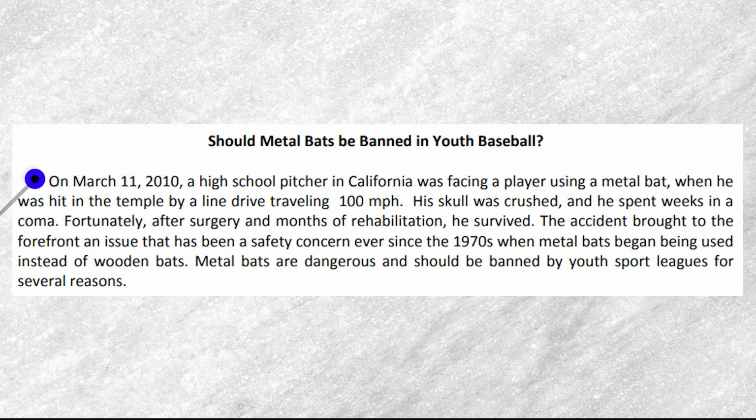So can you see the hook and how it immediately appears in there? It opens with this example that's just outright shocking of this person being injured, and how that directly relates to the topic of metal bats. It's a hook and it draws you, the reader, in.